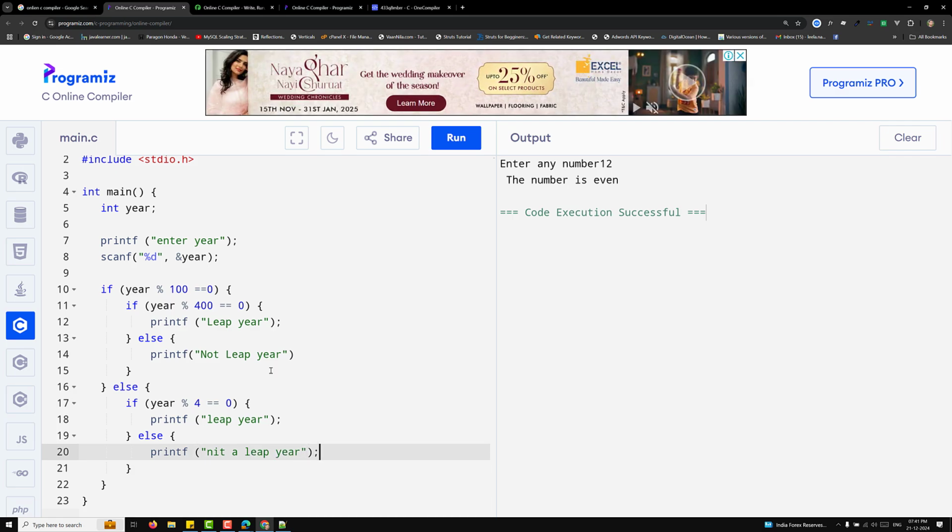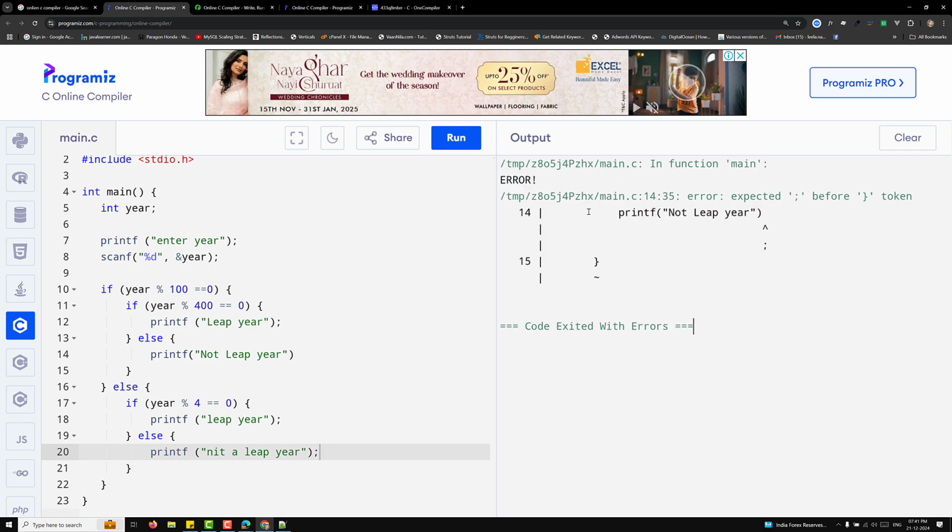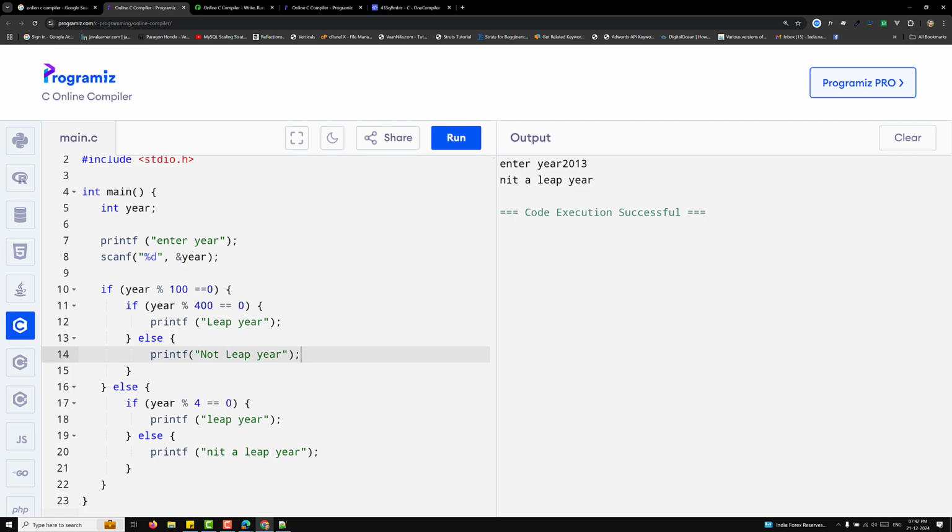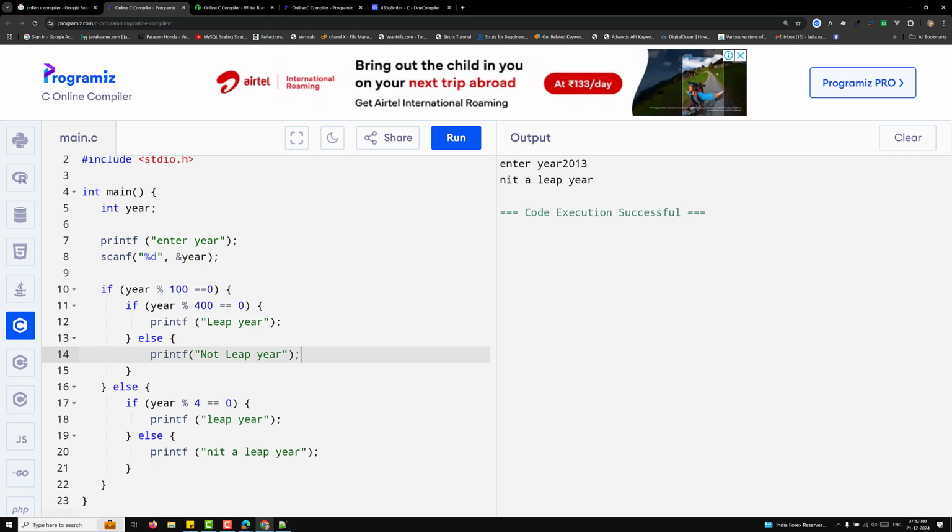Now if I try to execute this, so run it, I did forget to put a semicolon. Now here it is asking for the year. 2012. If I press enter, it is saying it is a leap year. If I try to run this one with 2013, then it is not a leap year. So this is how we can calculate whether a given year is a leap year or not.